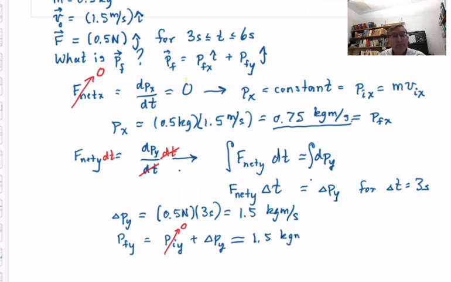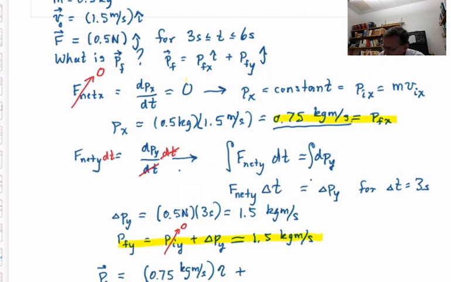So now I know p final x, 0.75 kilogram meter per second, and p final y, 1.5 kilogram meter per second. So p final arrow is p final x, 0.75 kilogram meter per second times i hat, plus p final y, 1.5 kilogram meter per second j hat.